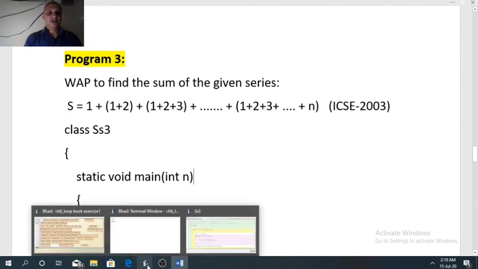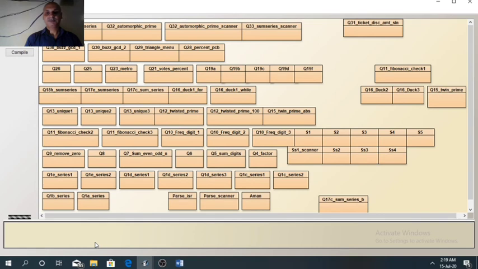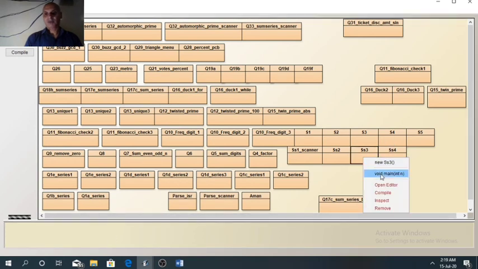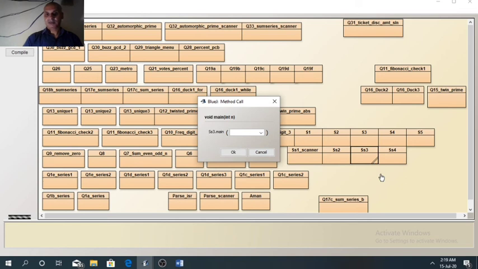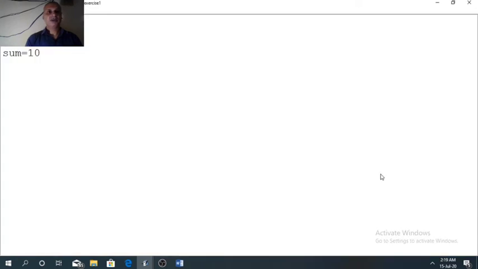Let us verify whether we are getting 10 or not. Now n equal to 3, we are getting 10. So it is working. I hope it should be clear to you now.